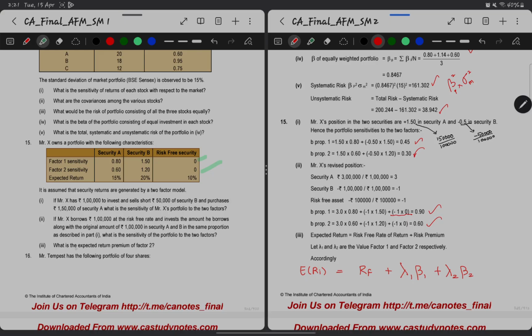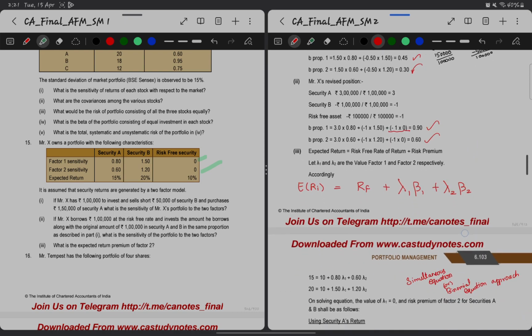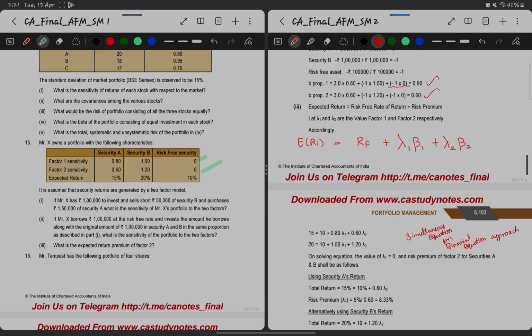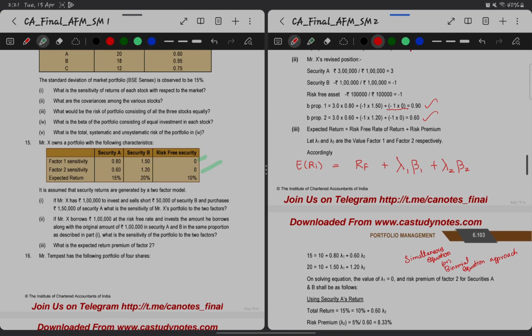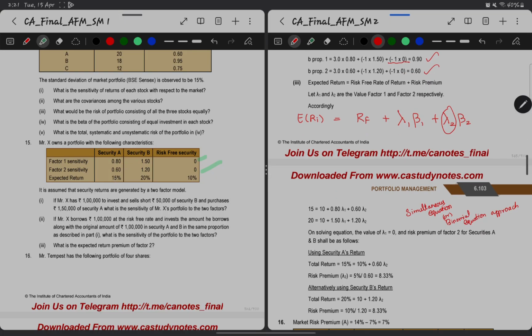The third requirement is, what is the expected return premium of factor 2? So they are asking the expected return premium of factor 2. So we need to find out the factor 2, which is nothing but lambda 2 in this formula, and we already know the expected return of both securities, which is 15 and 20. So substituting this, we are getting two equations, equation 1 and equation 2.